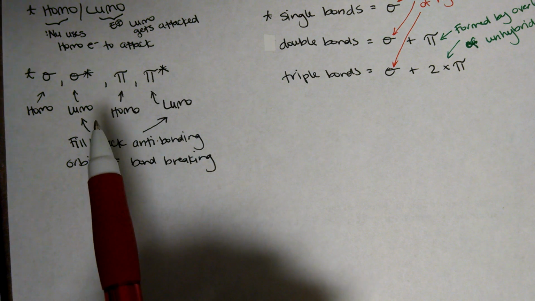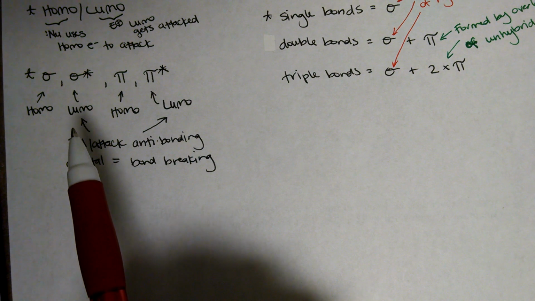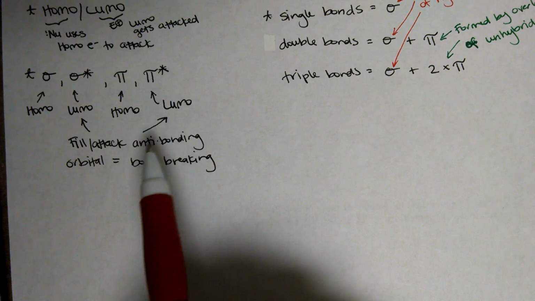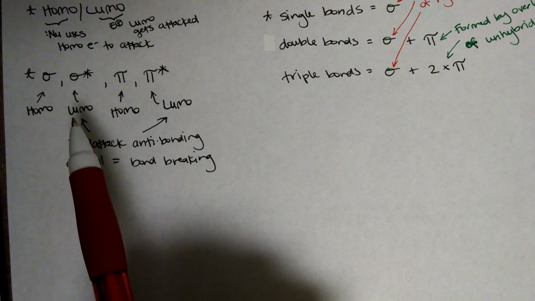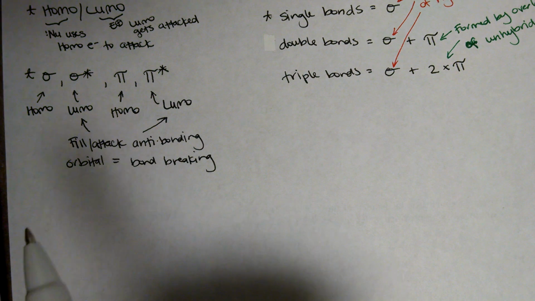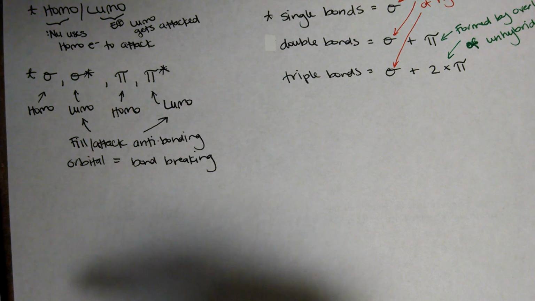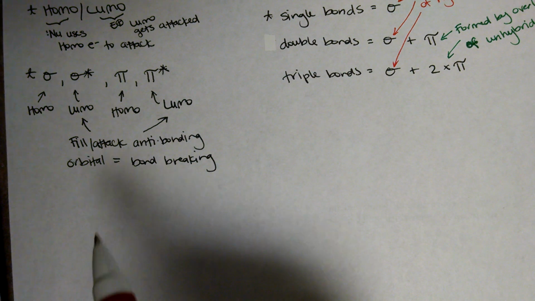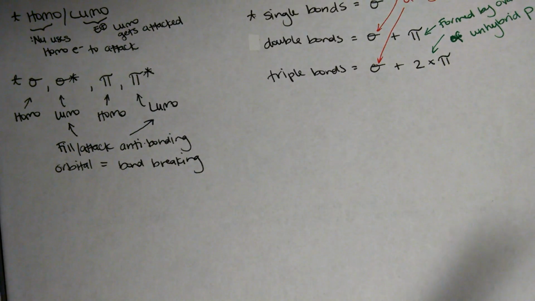Remember we went through those shapes, and when we are filling and attacking the antibonding orbitals, those are the electrophiles. The electrophiles have the LUMO, and so when we fill or attack them, then we break a bond, and that's exactly what's going on. I went through that whole water reacting with HCl example. I'll go back and look at that.